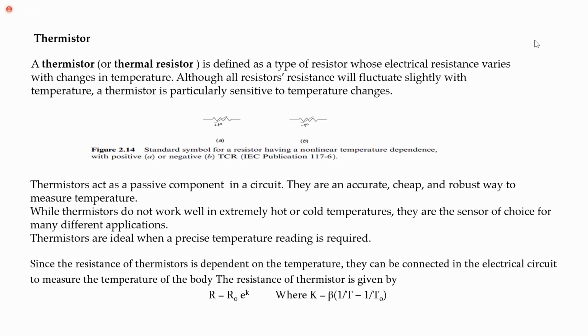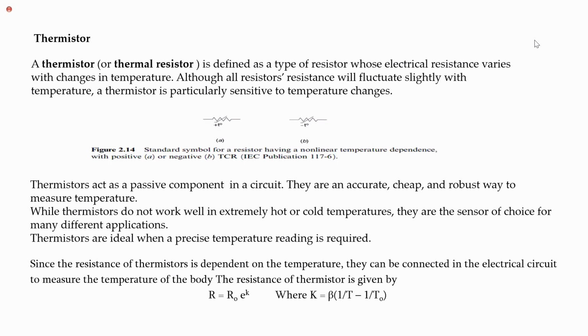They are an accurate, cheap, and robust way to measure temperature. While thermistors do not work well in extremely hot or cold temperatures, they are the sensors of choice for many different applications. Thermistors are ideal when a precise temperature reading is required. So if you want to estimate temperature precisely, you should prefer a thermistor because they are very accurate and very sensitive.